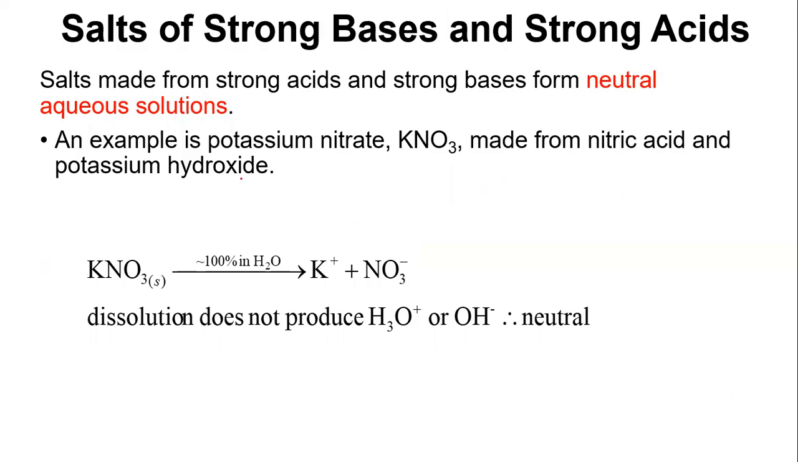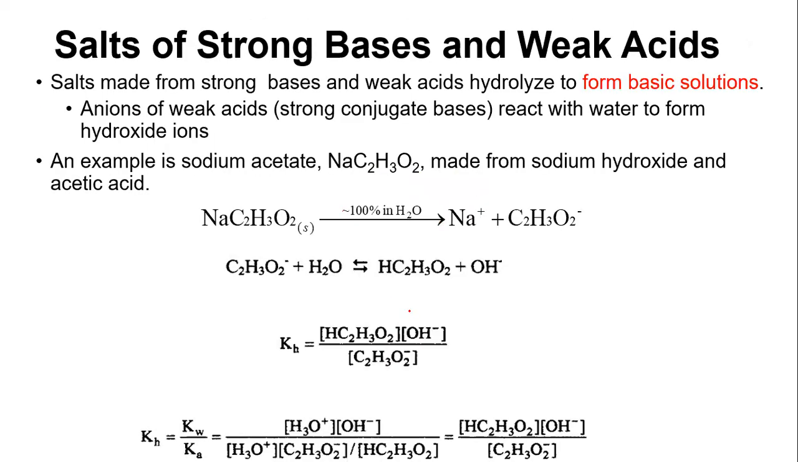Good. Now, salt of strong acids and strong bases. Salt made up from strong acids and strong bases are neutral aqueous salts. They are neutral, right? Good. An example is potassium nitrate. Now, the potassium here is from KOH. The nitrate here is from HNO3. Now, this is strong, this is strong. None of these ions, the K+ and the NO3- ions, will hydrolyze in solution. So they will produce a neutral solution.